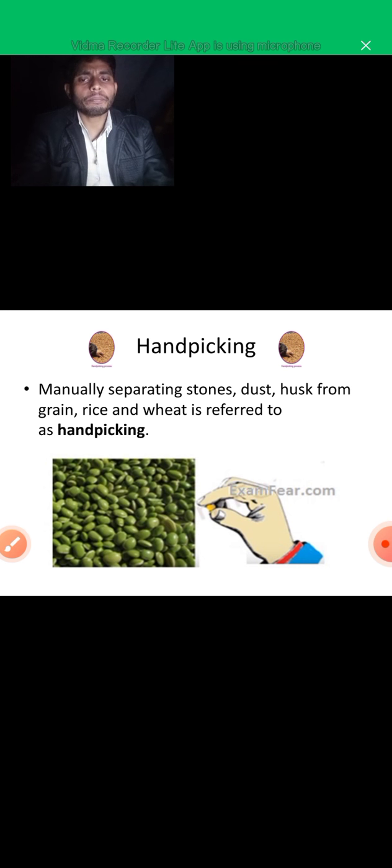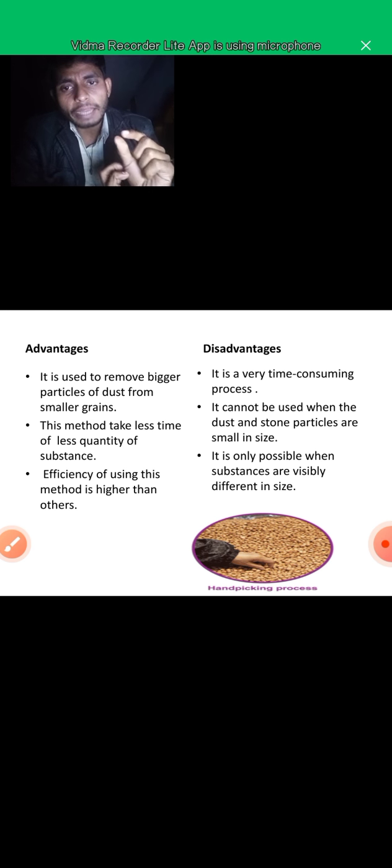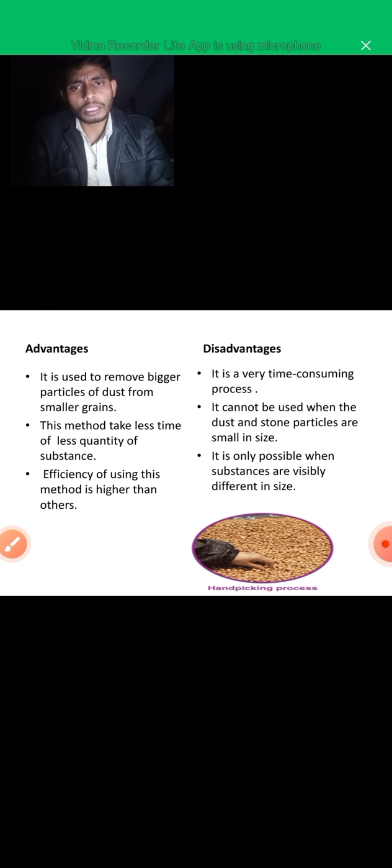Handpicking removes dust and pebbles. Handpicking has more advantages and disadvantages. The advantage is that it removes larger particles and dust from smaller grain, and the method suits a small quantity of substance. Its efficiency is higher. The disadvantage is that it is a time-consuming process. It cannot be used for particles of small size, or for substances of different sizes.